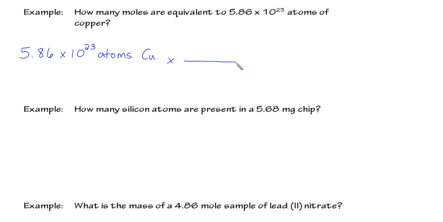Then I'll set up my proportion. I don't want this in atoms anymore, so that'll go on the bottom. We want to know how many moles are equivalent. So moles will go on top. Then I just plug in the right ratio. 1 mole of anything is 6.02 times 10 to the 23rd atoms. Atoms on the top, atoms on the bottom. Moles is what I want. Now all I have to do is divide.